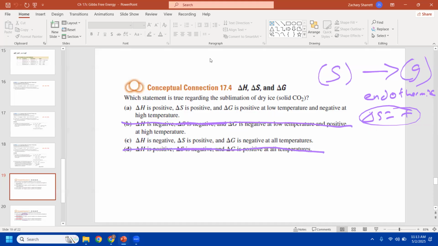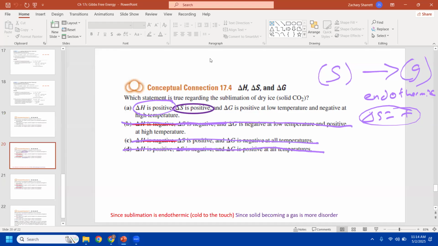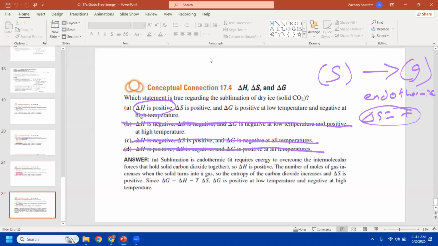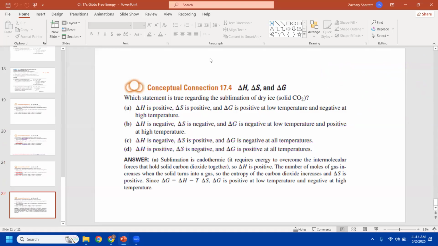Endothermic, does that mean delta H is positive or negative, Alyssa? Everyone agreed? Delta H is positive for an endothermic reaction, yes. So delta H is positive, delta H is negative. We eliminate that one. Let's hope the answer is A. Since sublimation is endothermic, cold to the touch, and since a solid becoming a gas is more disorder, we can say it's A. Everybody see how to figure out a problem similar to this? All right? We comfortable with that?